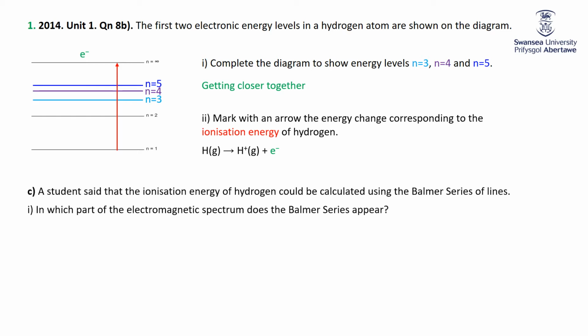A student said the ionization energy of hydrogen could be calculated using the Balmer series of lines. In which part of the electromagnetic spectrum does the Balmer series appear? You either know it or you don't. It appears in the visible.